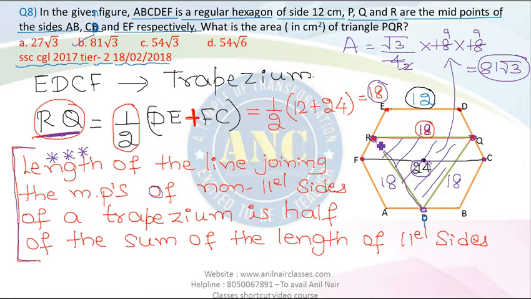Same logic I will apply for this side also. RP also I will get it as 18. Same logic I will once again apply this side also. PQ also I will get it as 18. All the three sides of this triangle are equal. So this is an equilateral triangle with side 18 centimeter. Area of an equilateral triangle is root 3 by 4 into 18 square, which is nothing but 81 root 3 centimeter square, which is nothing but in my given options option B.